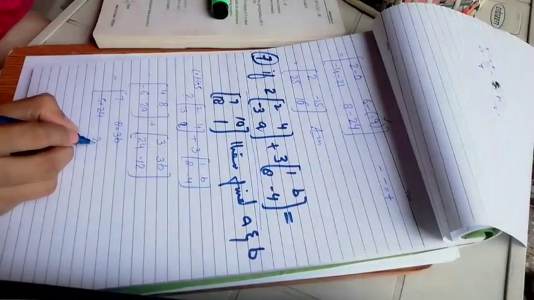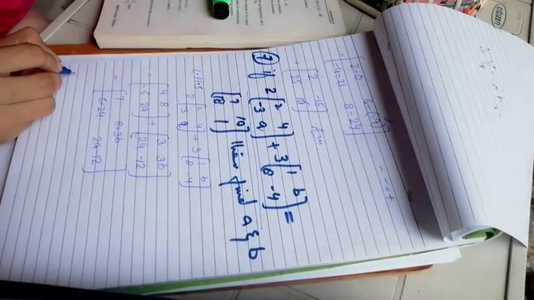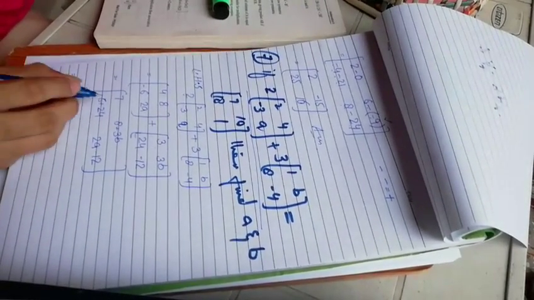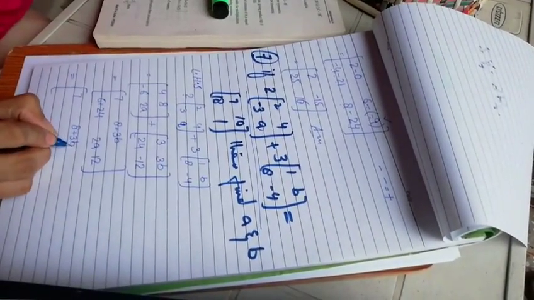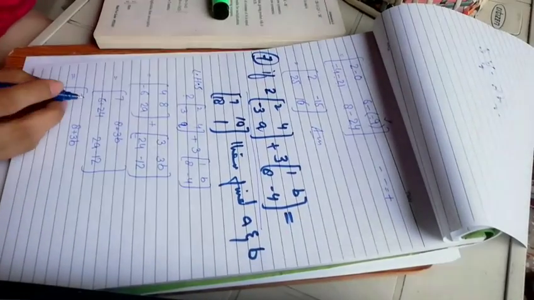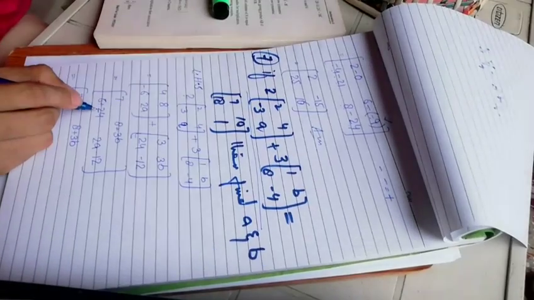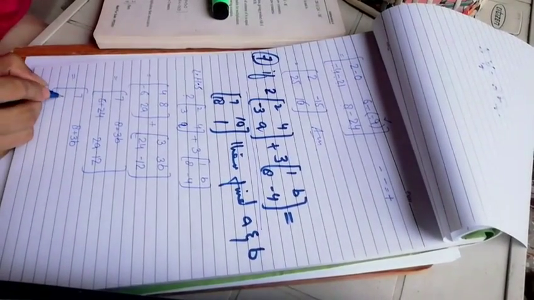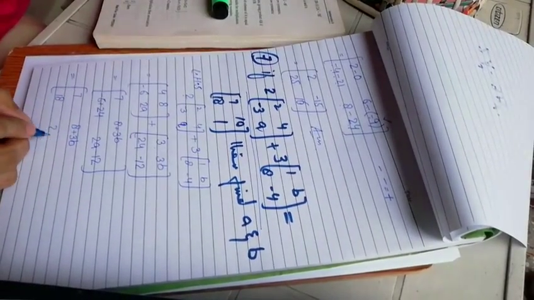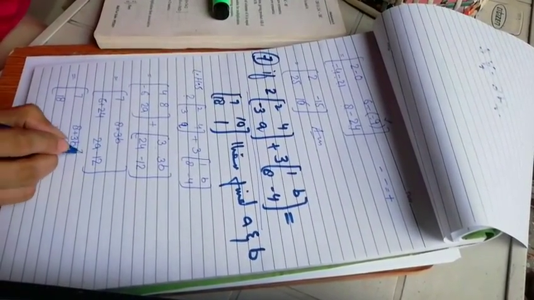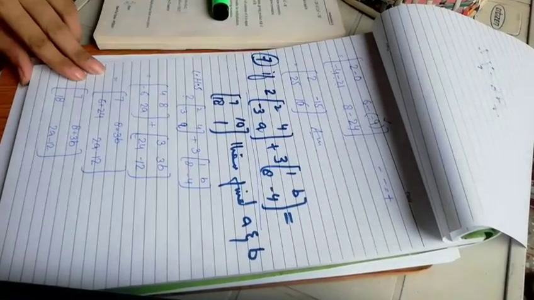again 2a minus 12. Okay students, 7, 8 plus 3b, and then if we minus this 6 from 24, it will be 18, and 2a minus 12. Okay, this is done with our left hand side.